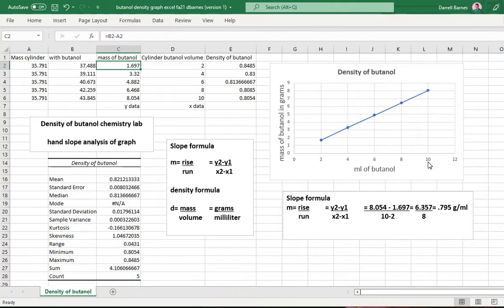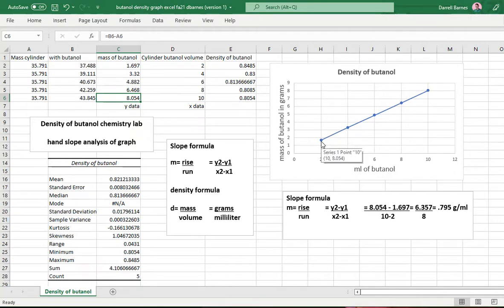Notice that the x value 10 is going to be x2, and then the y2 value is about 8. So let's look and see where I got that information. Here is the 10 here, which is x2, and then here is the 8.054, which is the y2 value. So I have 10 and 8.054 for this data point.